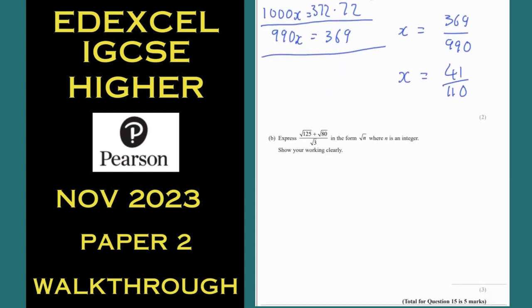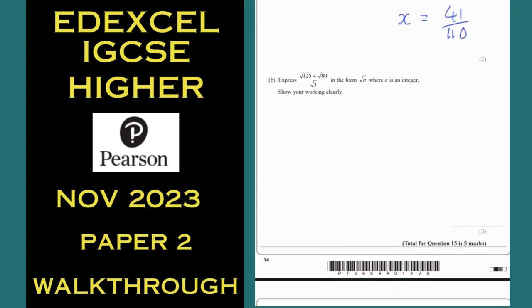Part B, express and show your working clearly, so you could use your calc a little bit, if you wanted to, but I'm going to do it without a calc. Root of 125. And I'm doing this like it was a show question. I mean, it says show your working, but it's not quite a show question. That's root 25 root 5. In other words, 5 root 5. Could have used your calc to get there, but as I say, still.